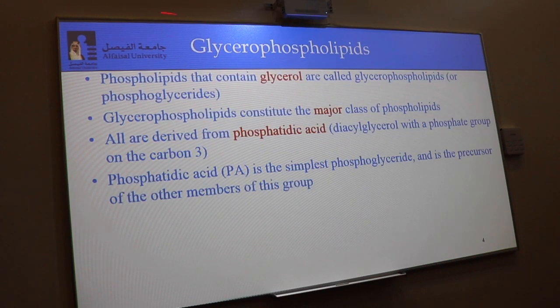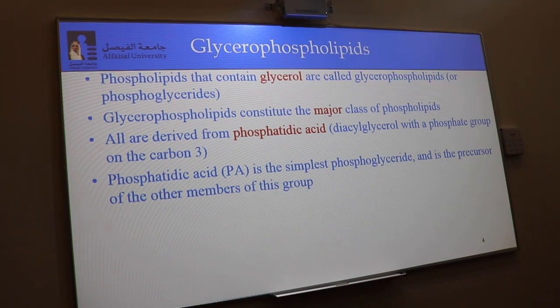So let's start with the glycerophospholipid. We said that phospholipids are divided into glycerophospholipid and sphingophospholipid. Now we start with the glycerophospholipid. They contain glycerol, that's why they are called glycerophospholipid. We can call them again phosphoglycerides. So they are glycerophospholipid or phosphoglyceride, the same.